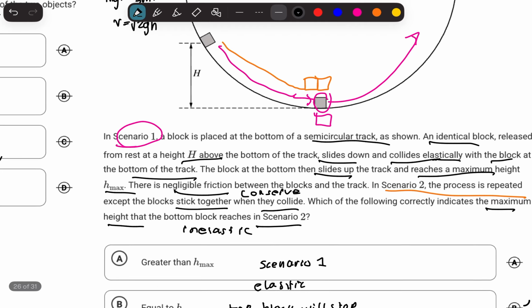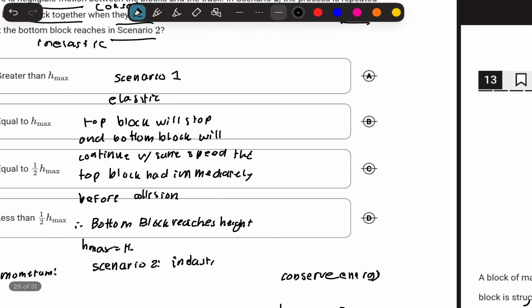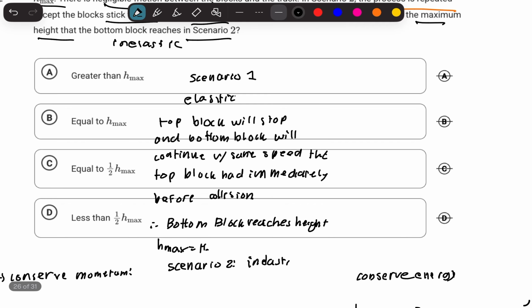Now let's look at scenario 1 in more detail. In scenario 1, the top block will stop and the bottom block will continue with the same speed that the top block had. Therefore, the block will reach a height h max equal to h. But how do we get this? Well, this scenario was an elastic collision, and we know that the blocks have the same mass.